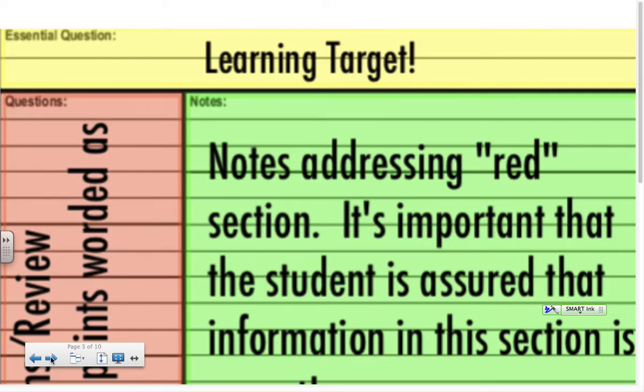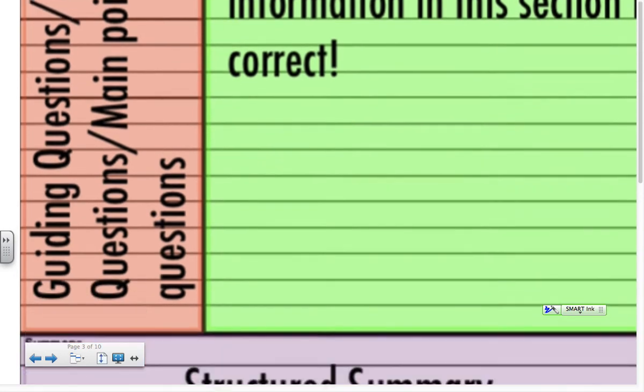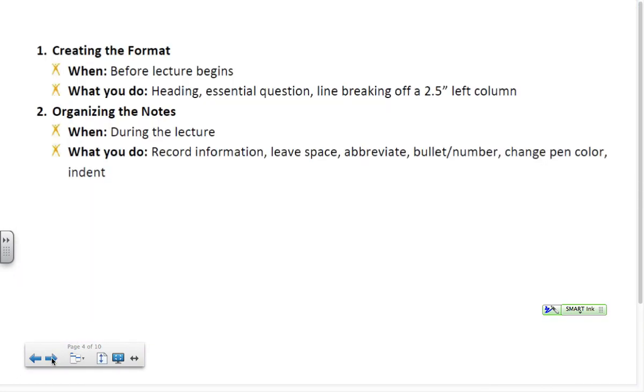Now, when you finish with your Cornell notes today, these color codes kind of let you know what it will look like. You'll have your learning target across the top, and then in the green section is what you're going to be filling in. These are all the notes that you're going to be taking. In the red section, those are going to be review questions, review points, or perhaps even test questions that you think I might ask. And at the very bottom, the purple section is the structured summary.